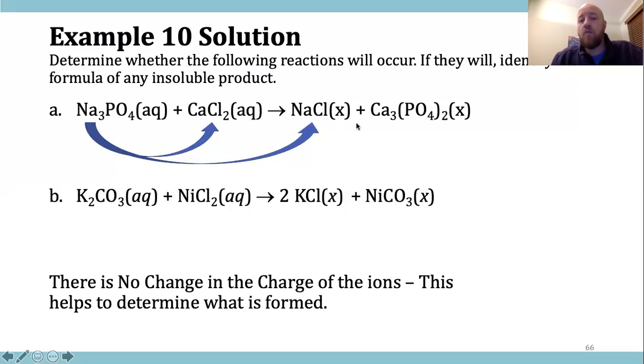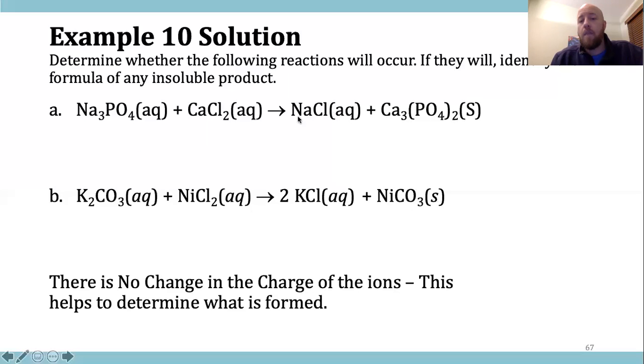From our solubility rules, sodium is one of our rule number 1 ions, so it's going to be aqueous. Calcium phosphate, well, phosphates were generally insoluble, and calcium was not one of the exceptions. So the phosphates are generally insoluble, so they are going to form a solid and clump up and fall out of solution.